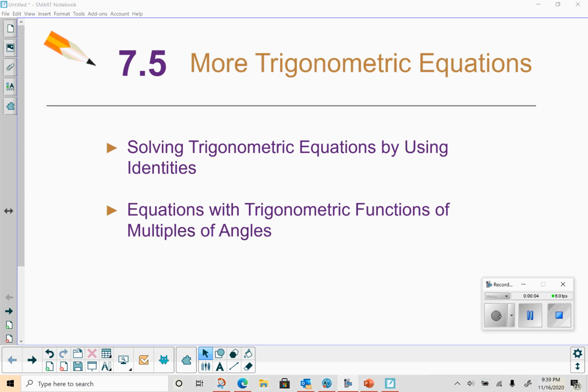Okay, here we go. Section 5, more trigonometric equations. And as you can well imagine, if it's been split up into two different sections, this is the harder one. You can do this. We're going to split this up into two basic categories: solving these equations by using identities, and looking at what if it's not just x or theta? Multiples of angles. It's not really that hard as you might think right now.